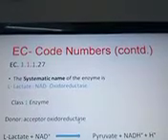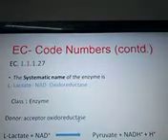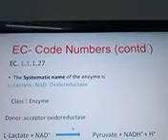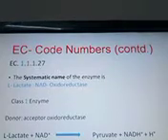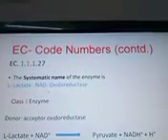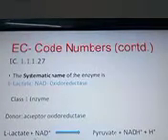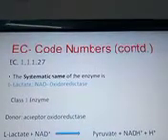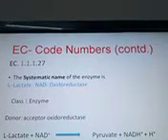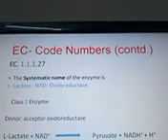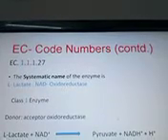oxidoreductase. The common name or the trivial name of the enzyme is lactate dehydrogenase. And the systematic name of the enzyme is L-lactate NAD oxidoreductase. This equation clearly shows that the enzyme is an oxidizing or reducing enzyme, and it oxidizes L-lactic acid or lactate by removing hydrogen, which is accepted by NAD+, and finally it gives pyruvate.